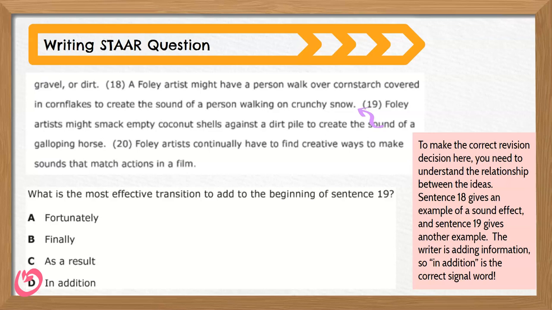A Foley artist might have a person walk over cornstarch covered in cornflakes to create the sound of a person walking on crunchy snow. Now 19. Foley artists might smack empty coconut shells against a dirt pile to create the sound of a galloping horse. So 18 describes a way to make a sound effect. 19 describes another way to make a sound effect. So we need a connection that shows that we are adding information. And there it is, choice D, in addition.